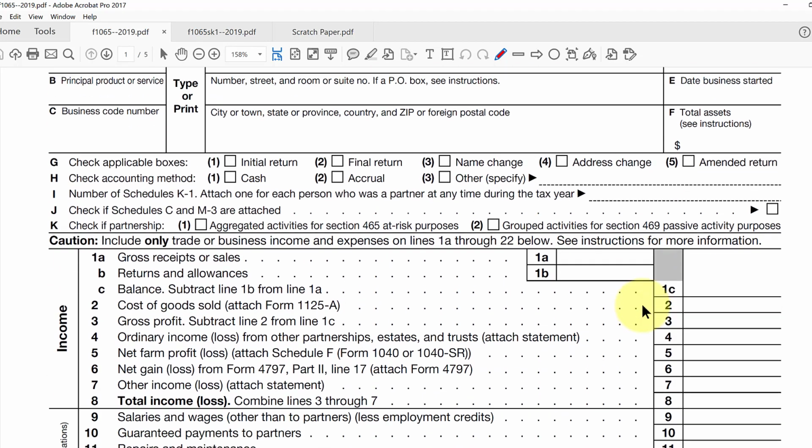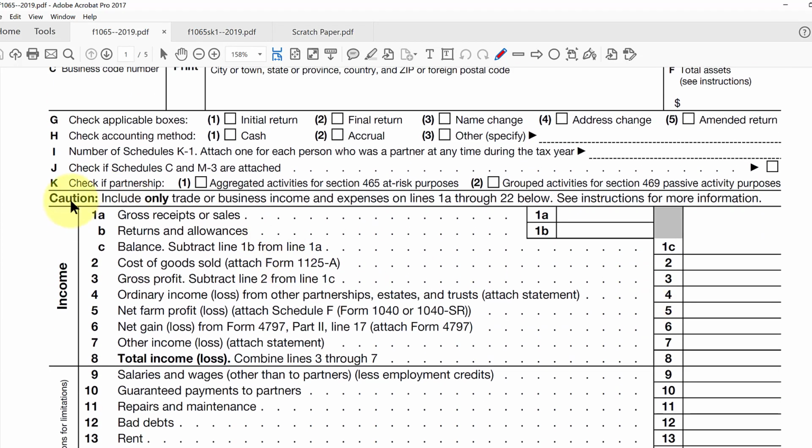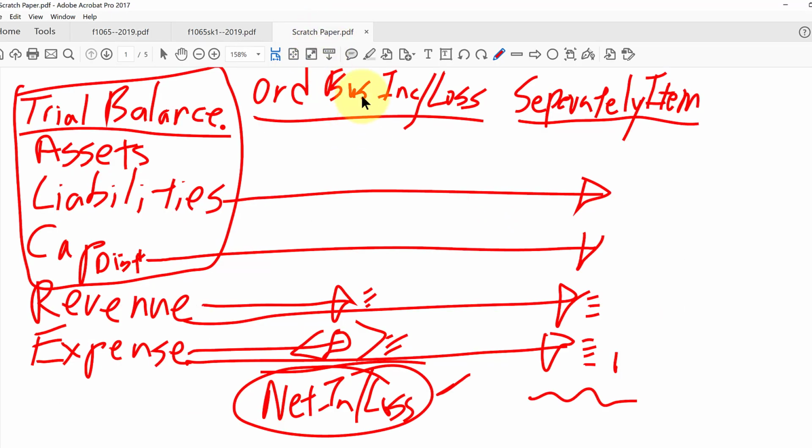So the income, first let's read this message here. Caution: include only trade or business income and expenses here on this first page, line 1 through 22. And that's here from our trial balance, this ordinary business income and loss section. This is what goes on page 1 of the 1065, your main operations.